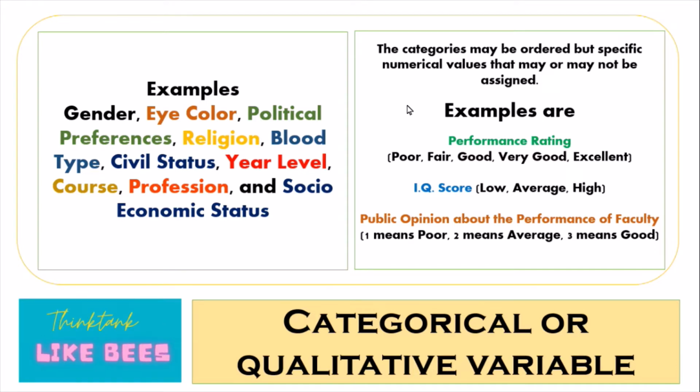Examples here are the performance rating, for example, poor, fair, good, very good, and excellent. IQ score, it can be low, average, or high. Public opinion about the performance of faculty, 1 means poor, 2 means average, and 3 means good. So that's the example of categorical or qualitative variable.